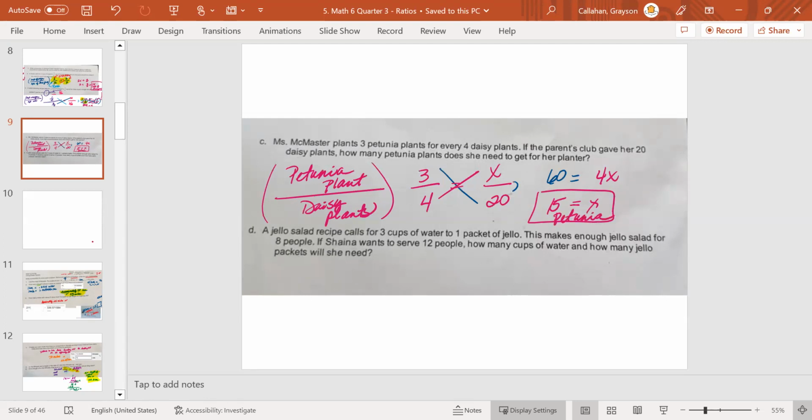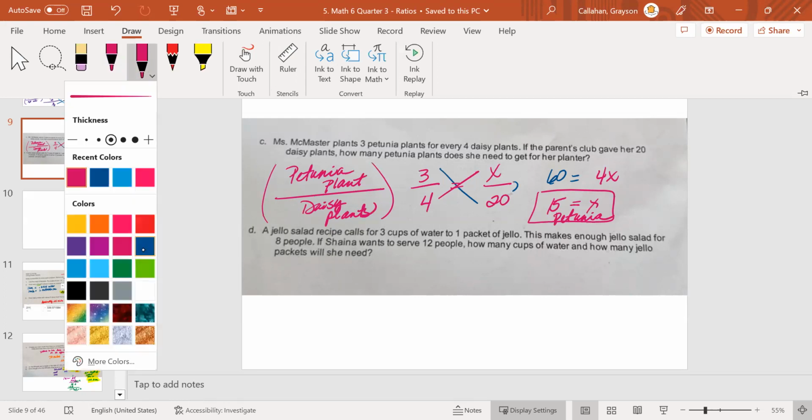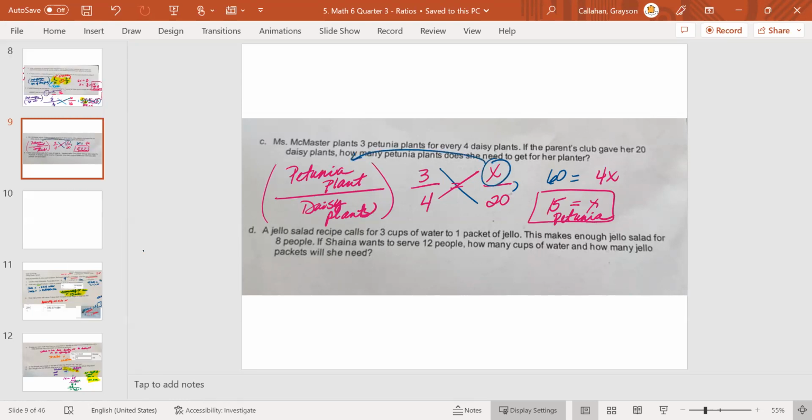Is it petunia or the daisies? Okay, D. No, it's petunia. X is right here on top. X is petunia.